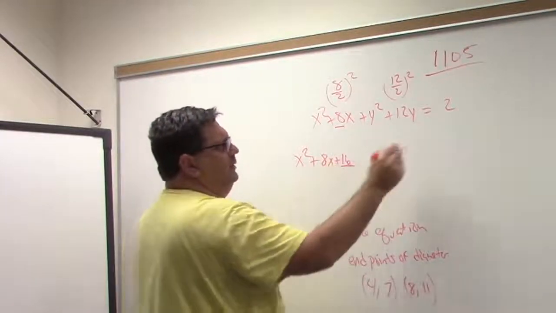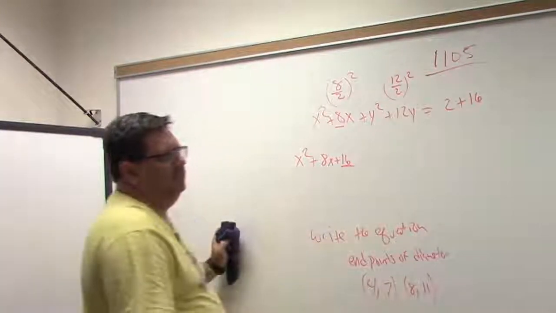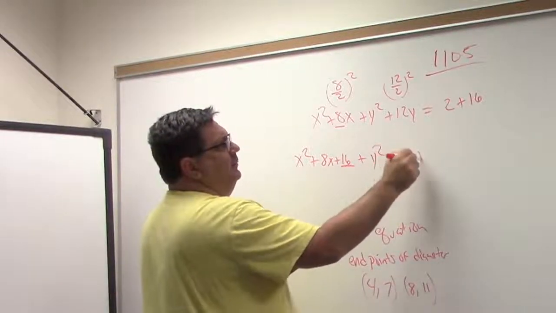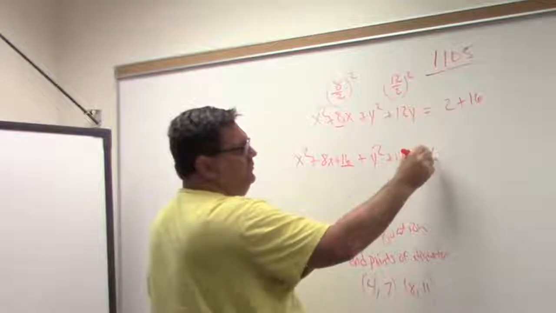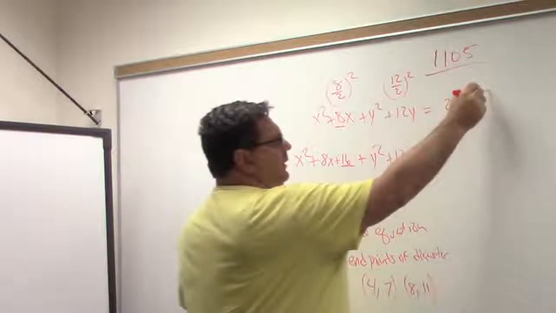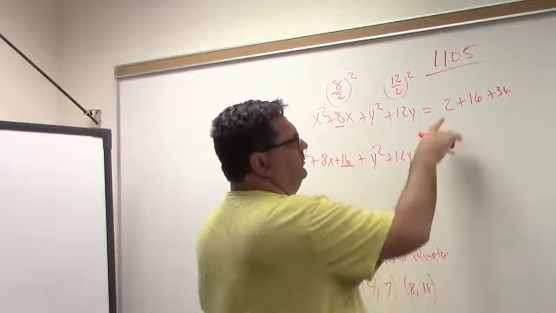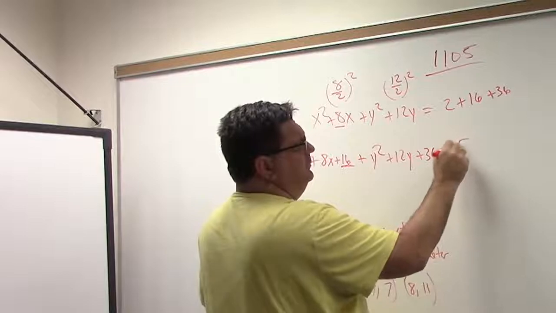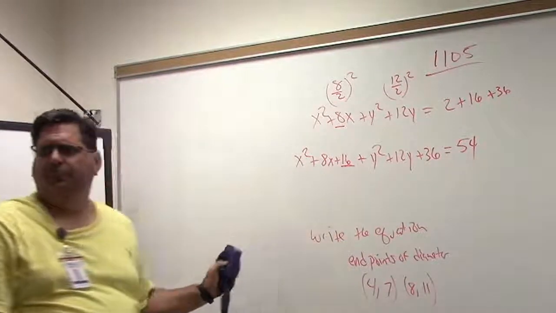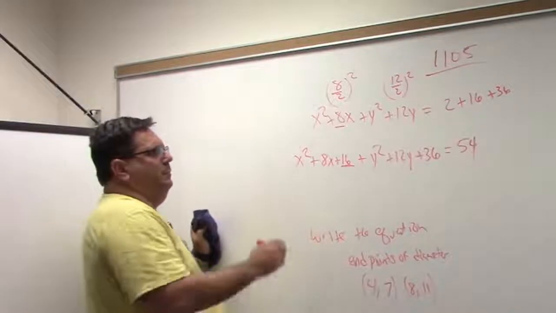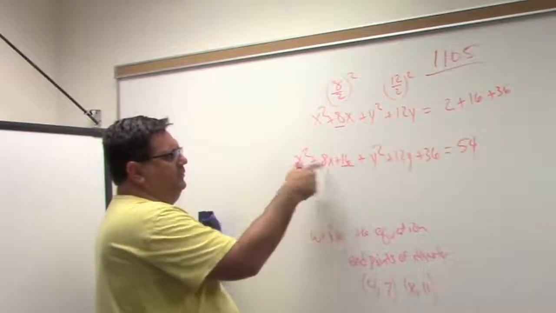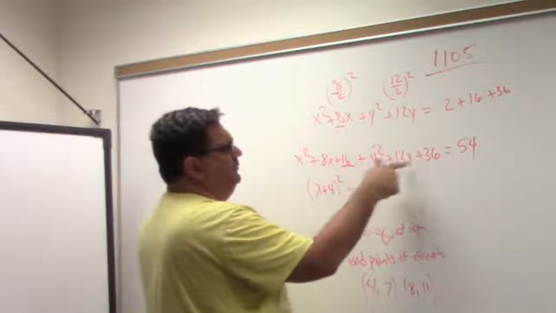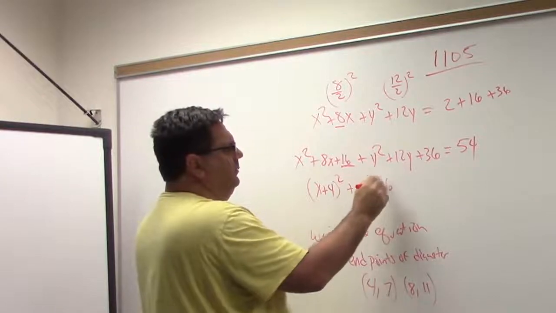Now, if you add 16 here, you also got to add it on this side. Plus y squared plus 12y plus 36. Now you got to add to the other side. So what does that come out to? 2 plus 16 is 18. That's 54. We agree? This factors to x plus 4 squared. This factors to y plus 6 squared.